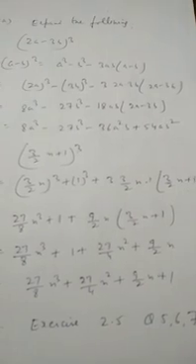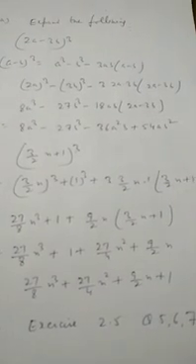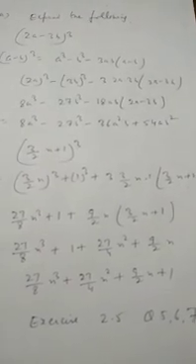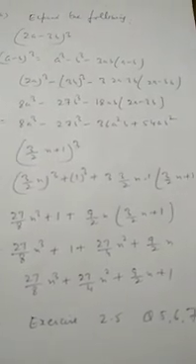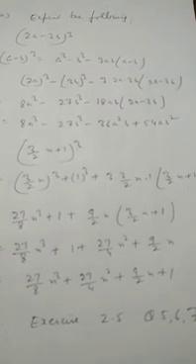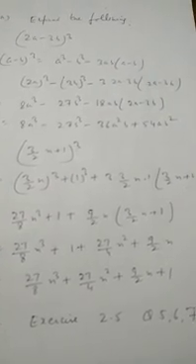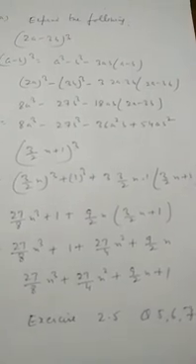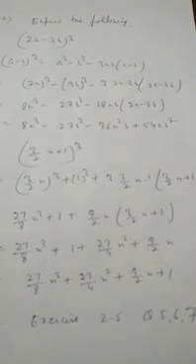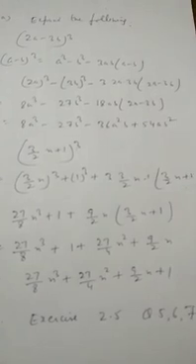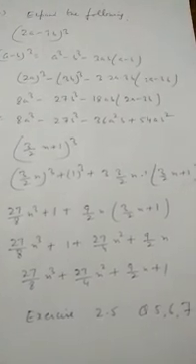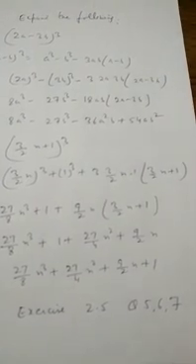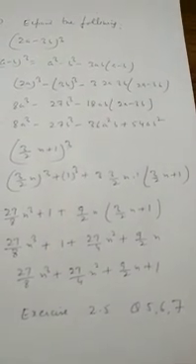Now do the multiplication: 27 by 4 x square plus 9 by 2 x. Now arrange the terms in descending power: 27 by 8 x cube plus 27 by 4 x square plus 9 by 2 x plus 1. So I hope you are able to apply the identity (a plus b) whole cube and (a minus b) whole cube. Today you will try questions 5, 6, 7 of exercise 2.5.